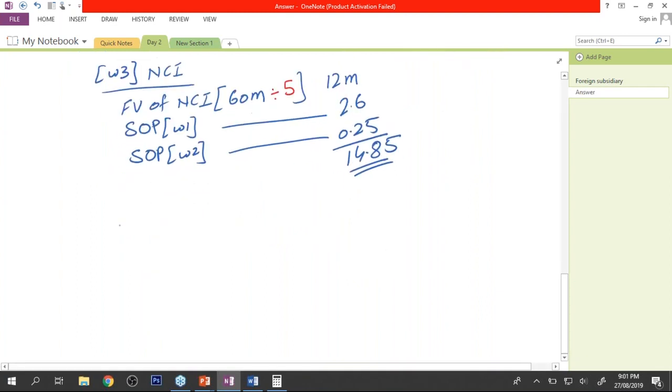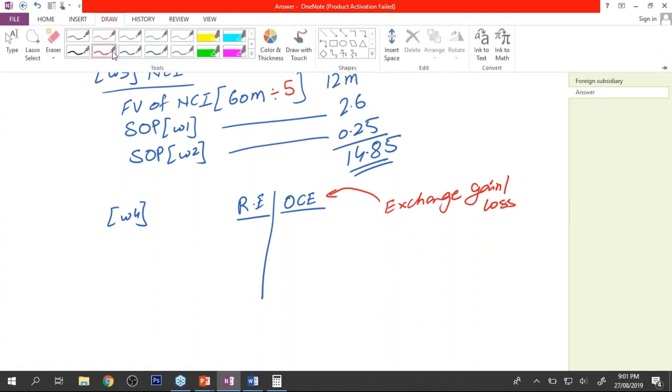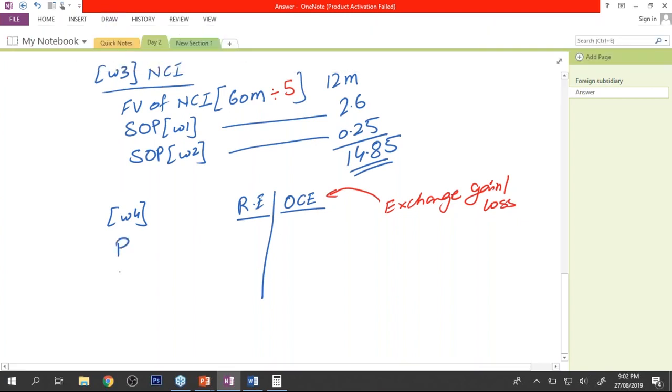Now the last working that we are going to solve is working number 4, in which we are going to calculate the retained earnings as well as other components of equity. The exchange gains and losses will go to other components of equity, and the post acquisition profits will go to the retained earnings. So first we are going to write the value of the parent and then the value of share of profit in subsidiary from working 1 and working 2.